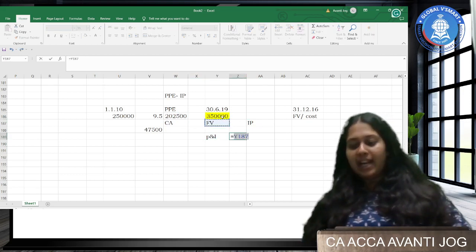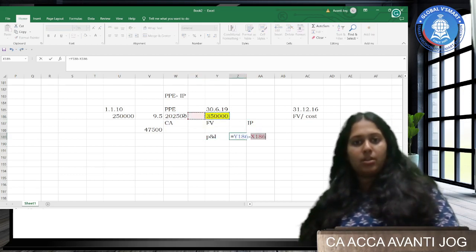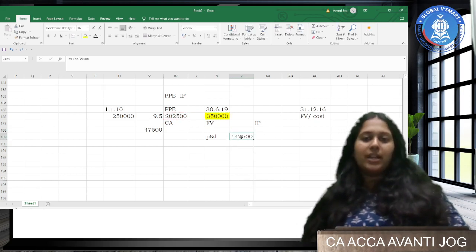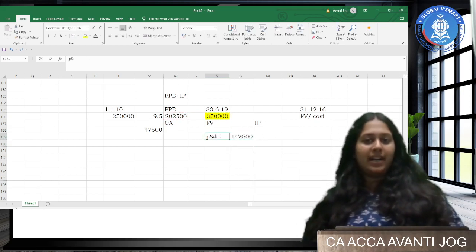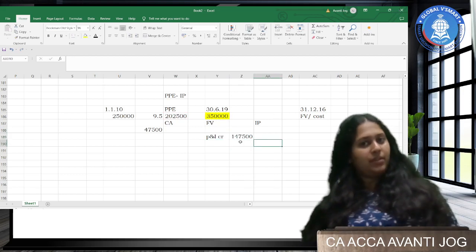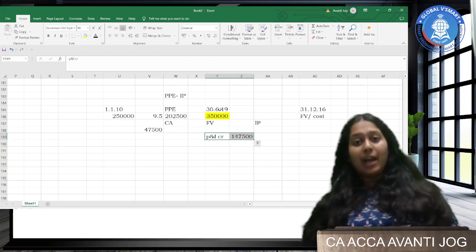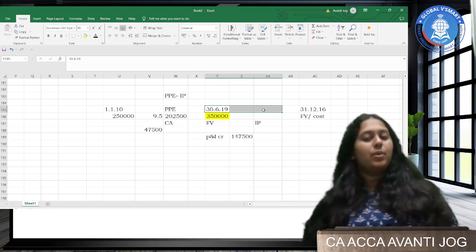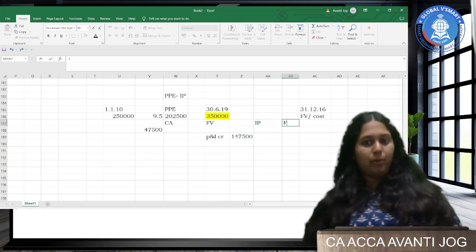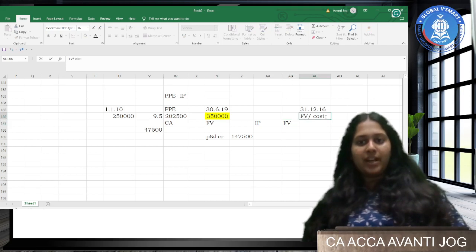So I'm going to take 3,50,000 minus 2,02,500. So whatever this difference is, I have taken it to P&L credit because it's a positive difference. Simple, my transfer is complete. Now from 30th June 2019, I show it as an IP under the fair value model. So obviously because it's a fair value model, I won't depreciate.